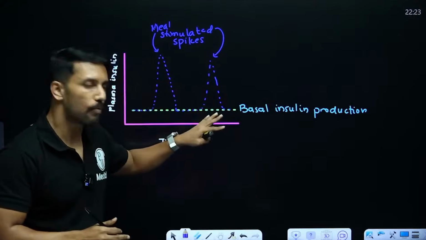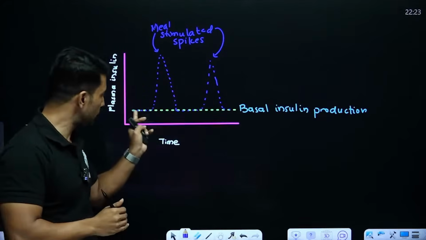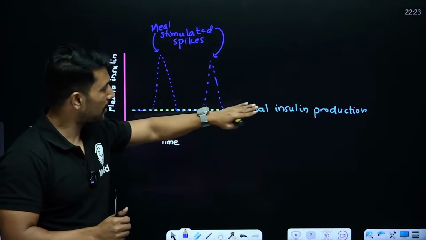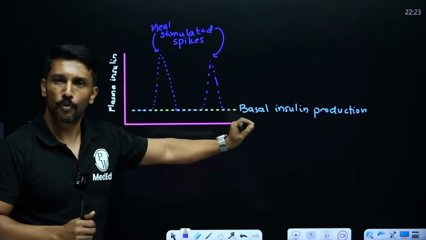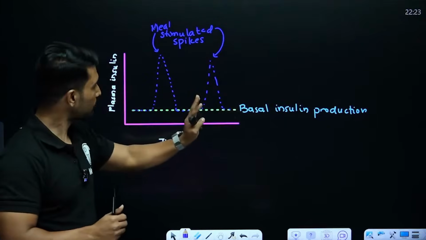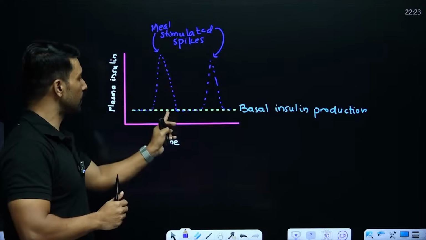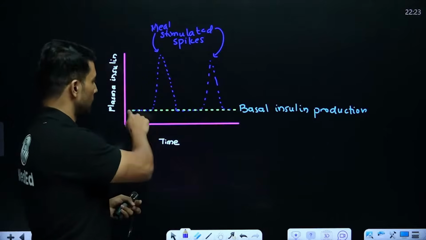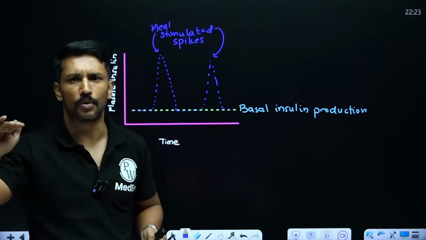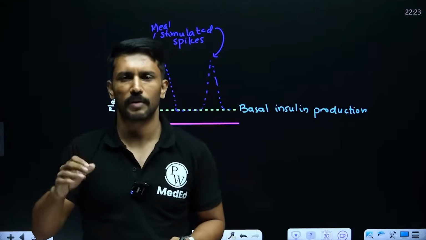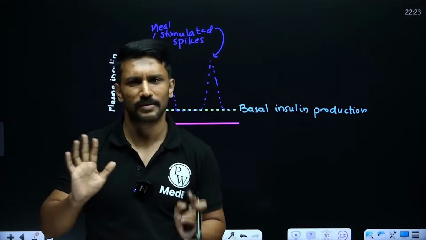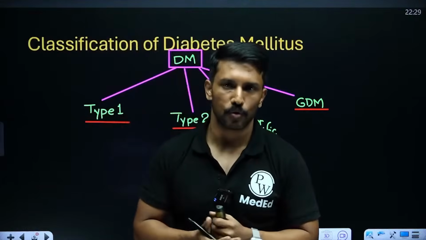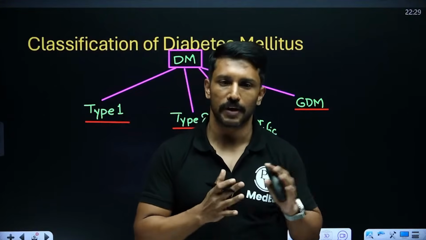So this is one graph I want you to remember. Constantly, there is some amount of insulin production. We call it basal insulin production. This will function as long as blood glucose level is more than 70 milligrams per deciliter. And every time there is a meal, there will be a spike in the insulin. Now the question is how beta cells got to know. See, basal beta cells are tuned. As long as blood glucose level is 70 plus, they will constantly keep producing. It's the routine.